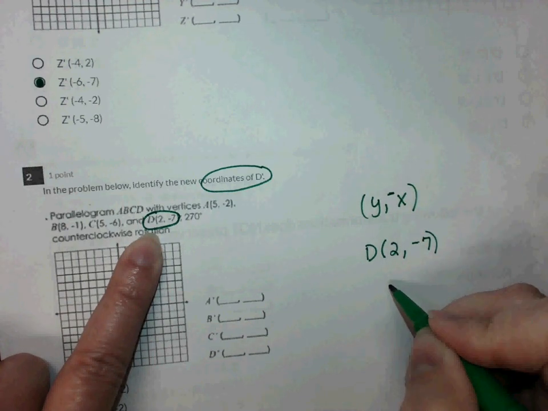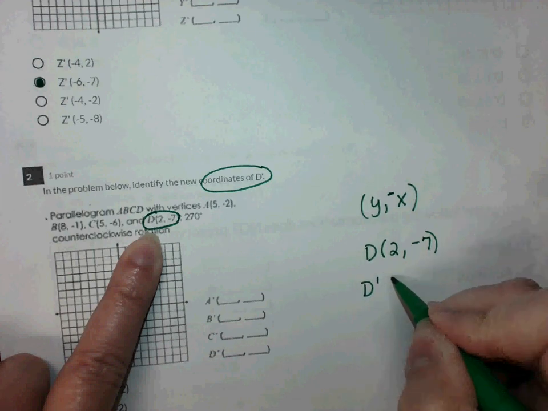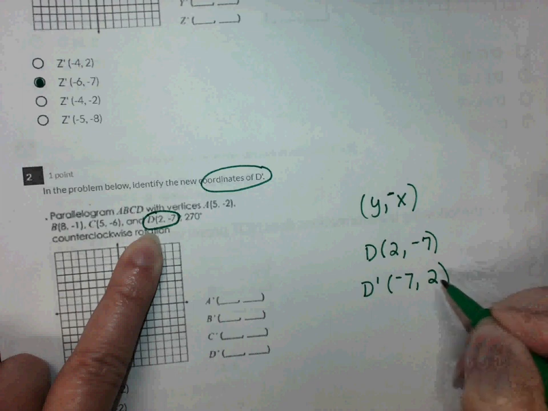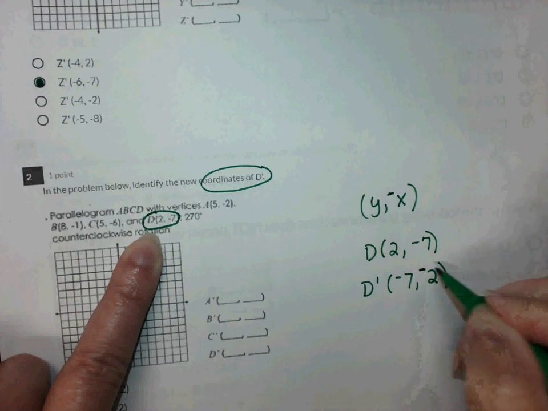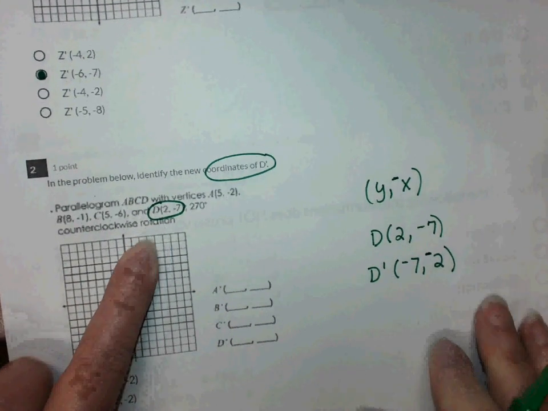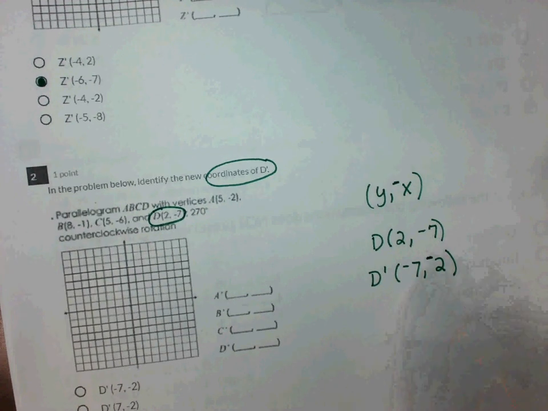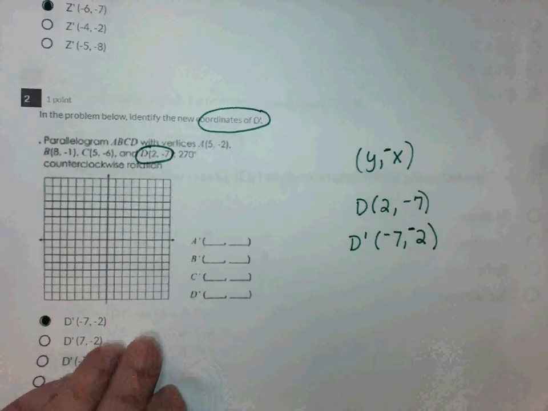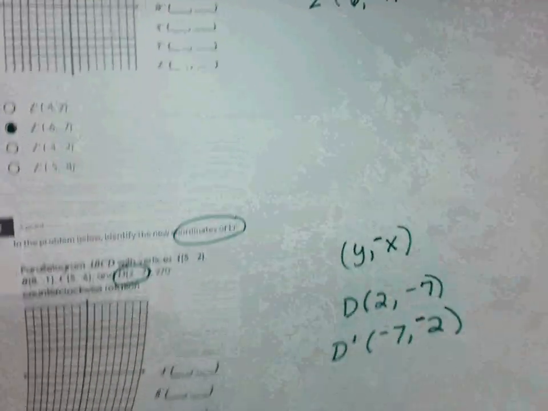I'm going to flip them around first, -7, 2, and then I'm going to make the second number negative. So D prime would be at -7, -2. All I'm doing is using my rules, which you had access to in your notes.